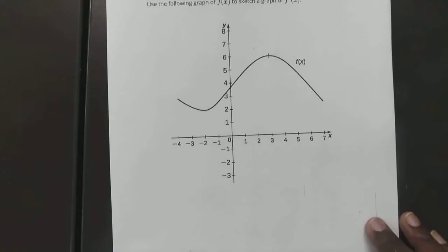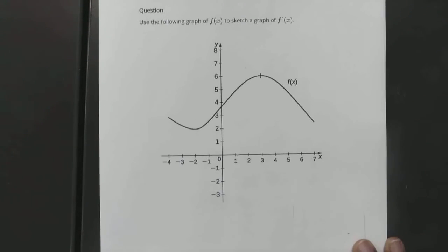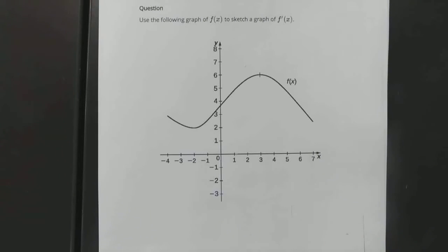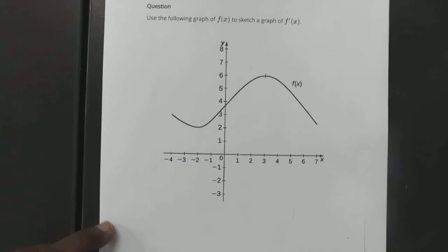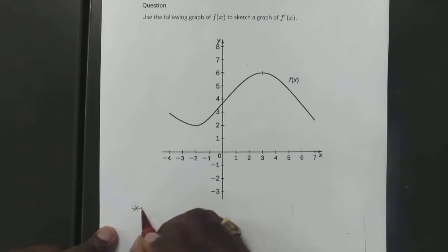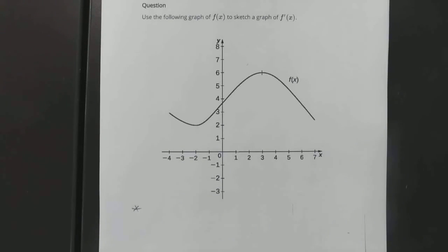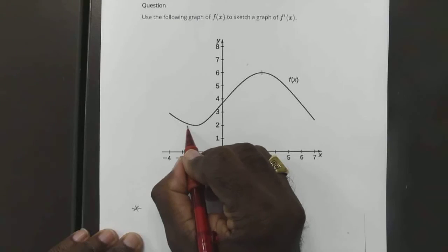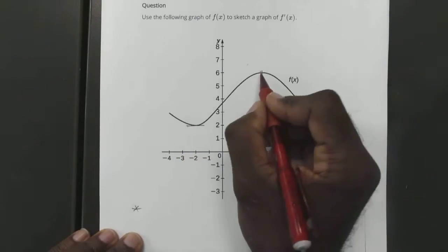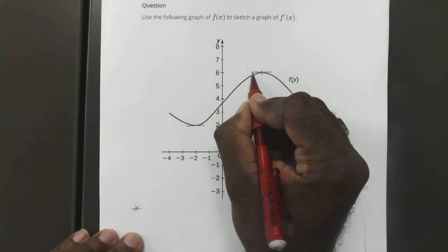Okay. Now this one is a little bit tricky because they want you to actually graph the derivative. And with most of them, they'll give you like 4 or 5 options. Okay. So I'll give you some pointers to kind of look at. So the first thing you want to do is always look at where the slope is equal to 0. Okay, so this is where your slope is equal to 0.